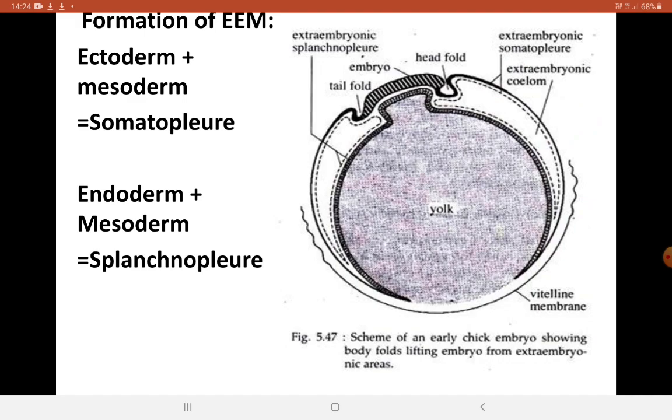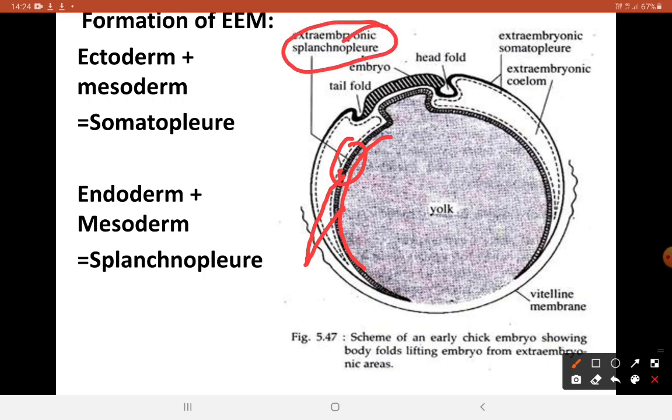Whereas on the other side, if you see, this is the endoderm. The thick line that is here surrounding the yolk mass is the endoderm, and this dotted line towards the endoderm is the splanchnic layer of mesoderm. Now these two together will form extra embryonic splanchnopleure. So here when this lateral plate mesoderm splits into two, this is the extra embryonic coelom that it forms.